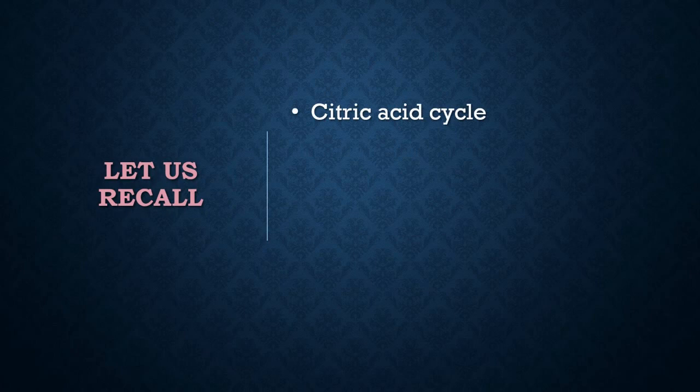Let us recollect what we have learned in our previous module. We started with the citric acid cycle. Citric acid cycle is otherwise called the TCA cycle, that is, the tricarboxylic acid cycle, where the molecules of acetyl-CoA, after entering mitochondria, undergo a cyclic process and molecules of carbon dioxide, water, NADH2 and FADH2 are produced.